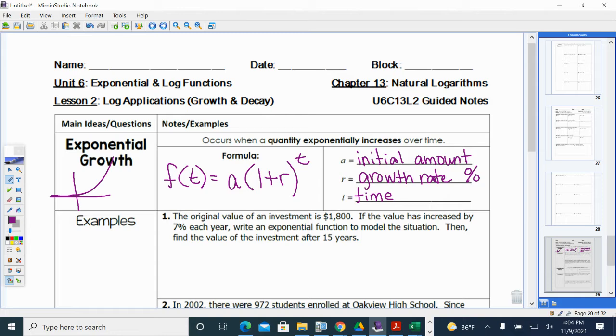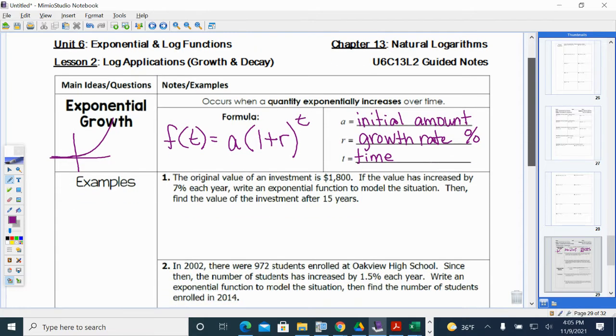There is a formula. It is a function of time. So with exponential growth and exponential decay, these are functions that occur over a period of time. So f of t is equal to a times 1 plus r raised to the power of t. And to the right here, it explains what each of those letters stands for. So a represents the initial amount or the beginning amount. R represents the growth rate, which is a percent. And then t, of course, is time.